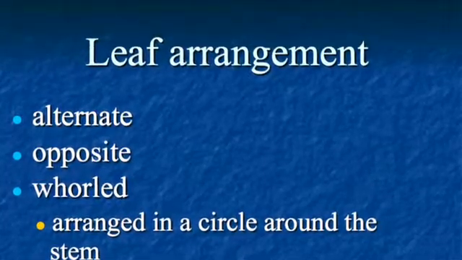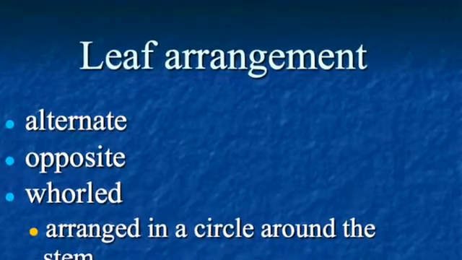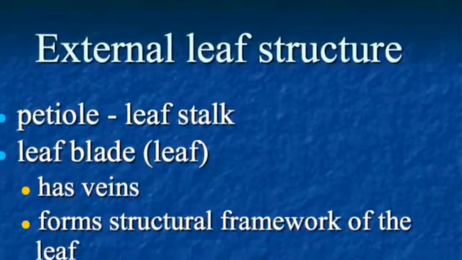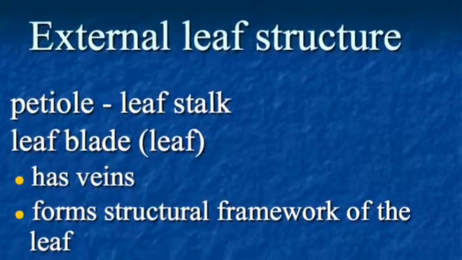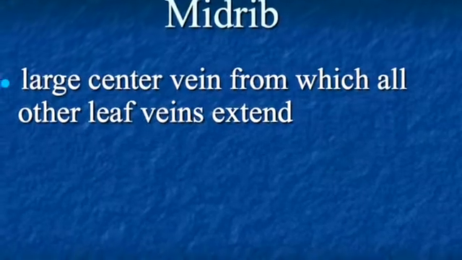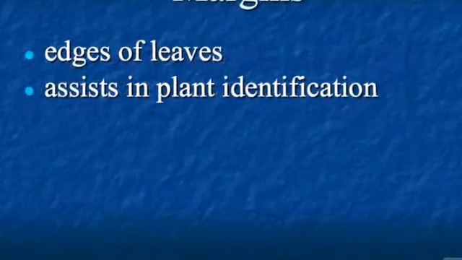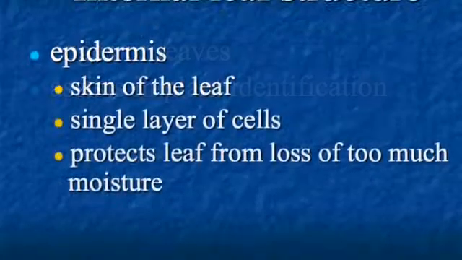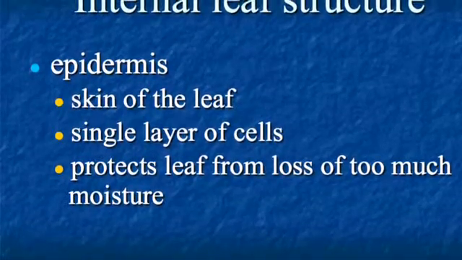If you guys are confused about this, you need to look in your notes at some of the sketches that we made during class. The external leaf structure includes the petiole, which is the leaf stalk, and the leaf blade, which is what most of us call the leaf, and it has veins. It forms the structural framework of the leaf. The midrib is the large center vein from which all other leaf veins extend. The margins are the edges of the leaves, and we also use those in plant identification.